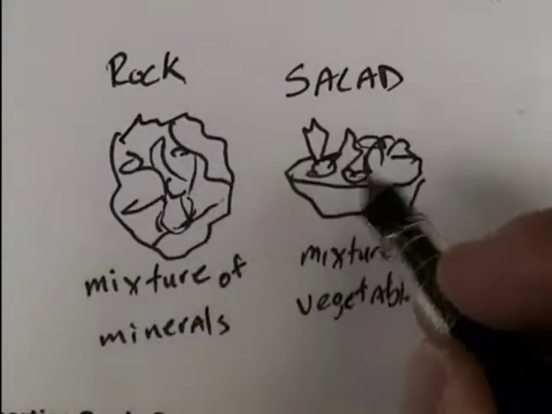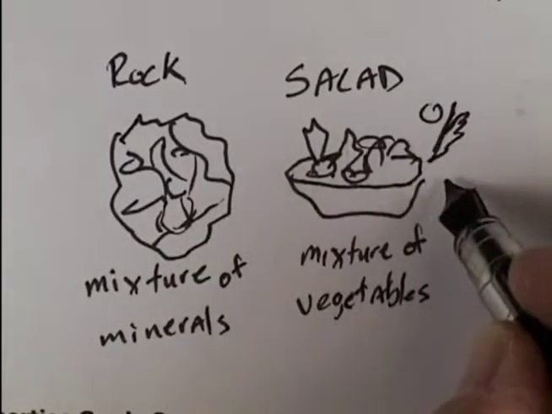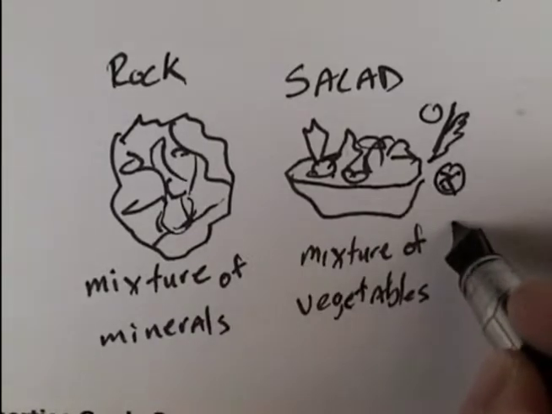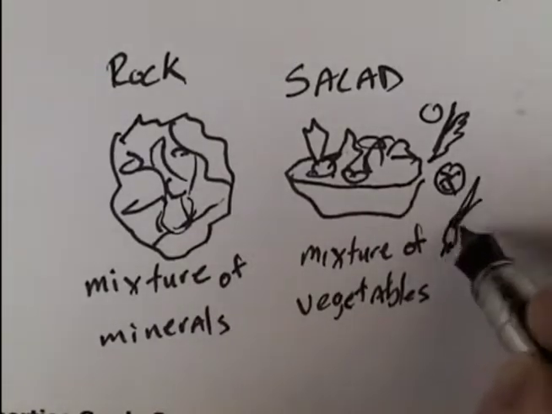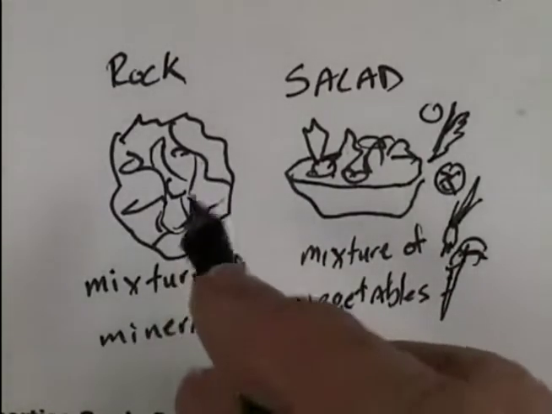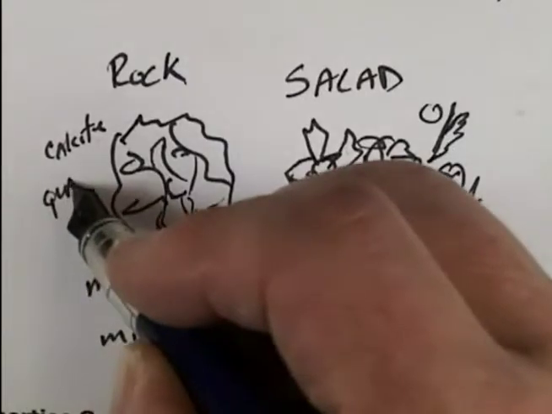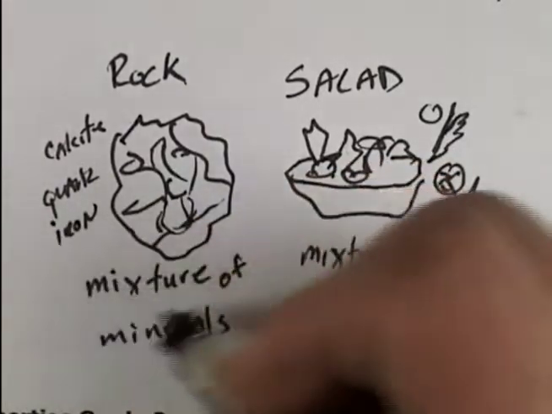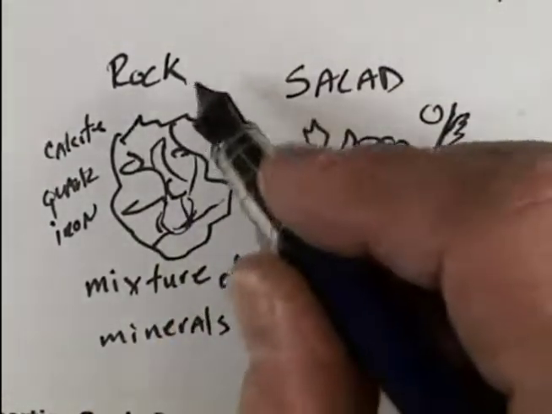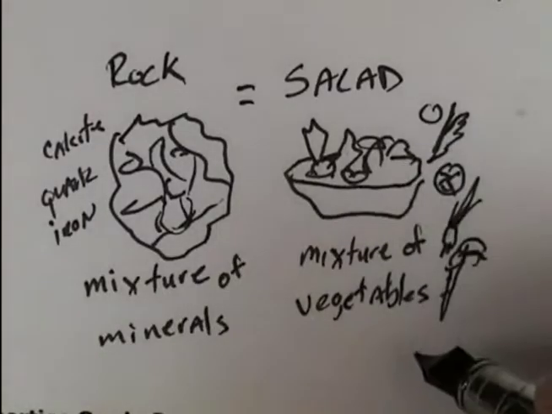And so just like a salad can have tomatoes and lettuce and cucumbers and onions and carrots in it, a rock can have calcite, and it can have quartz, and it can have iron and different minerals in it that make it up. So a rock is like a salad because a rock is a mixture of minerals. A salad is a mixture of vegetables. And so today we're going to look at some rocks. Each of you have your own specimen that we're going to examine.